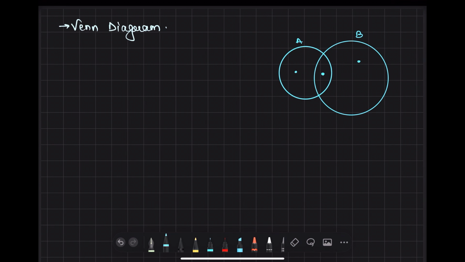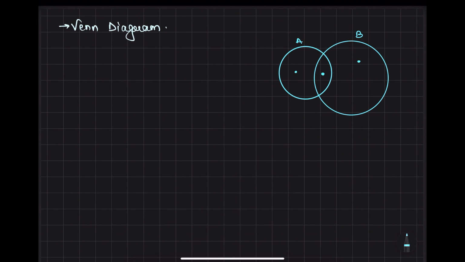Suppose I am interested in finding the occurrence of A and B. So I am talking about this room. If I am interested in finding A or B, then I am interested in all three rooms. I hope these three things are clear.